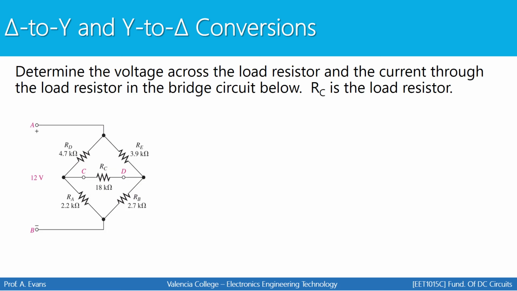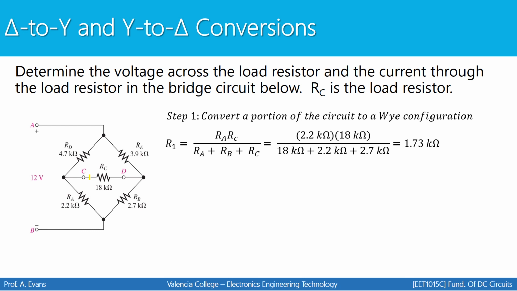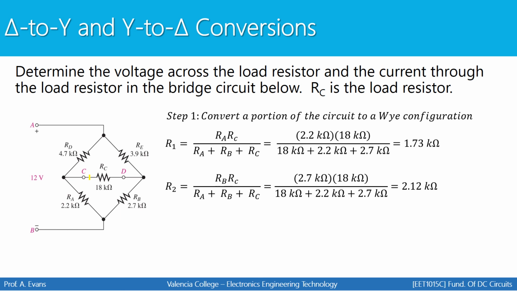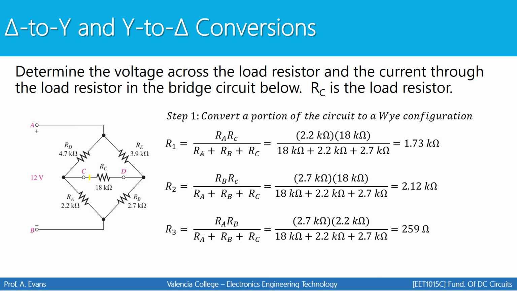So we're going to take the bottom delta, convert it to a Y, and then continue on with the problem to find the voltage and the current for the load, which is right here. To begin, we'll convert that bottom portion of the delta to a Y. So to do that, you need to figure out R1, R2, and R3. Now that you have R1, R2, and R3, you have to redraw the circuit at this point, showing the delta being replaced with the Y that you just created.